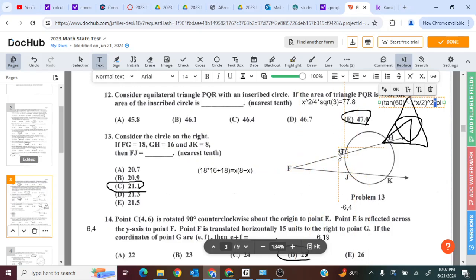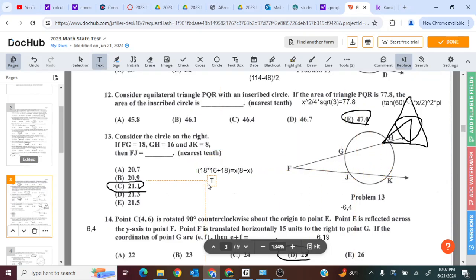So FG times FH has to be equal to FJ times FK. So we have those values here. Your FJ is unknown, so FJ is X. And then FK is your 8 plus X, because JK plus FJ. And if you do that, you'll get 21.1.